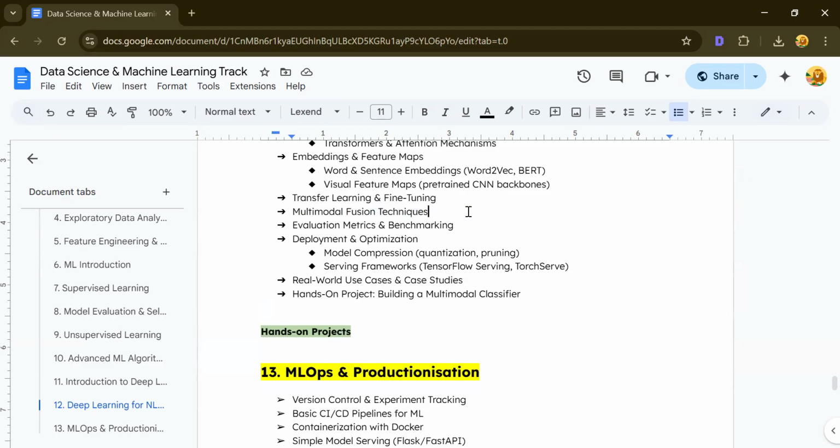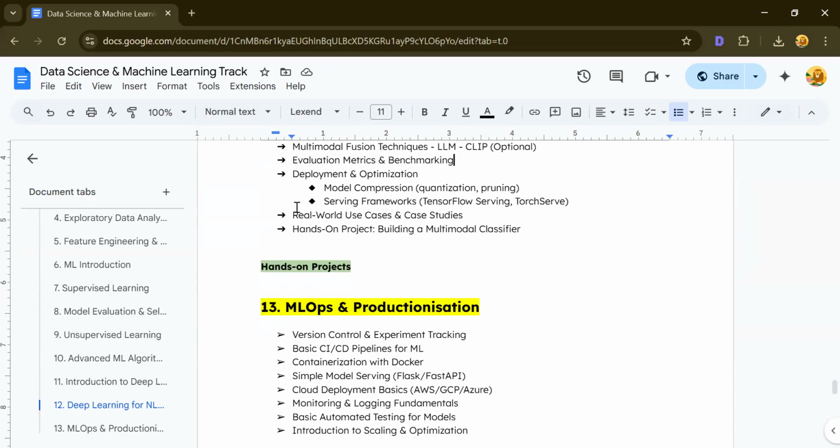Multimodal fusion techniques, it's more likely kind of LLM. You may have heard of the CLIP model. So we might need this or not. I will put it in optional here. And yeah, evaluation metrics for deep learning models.